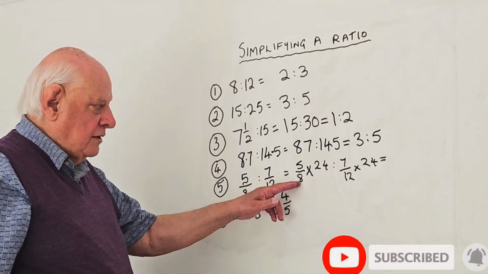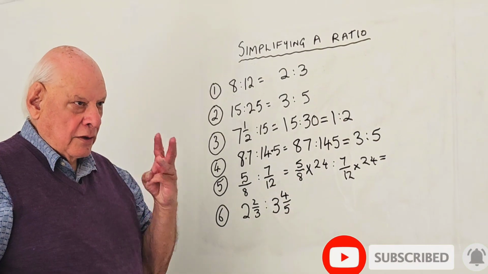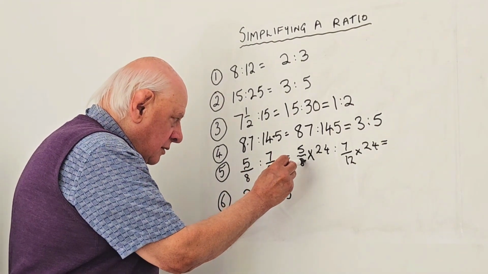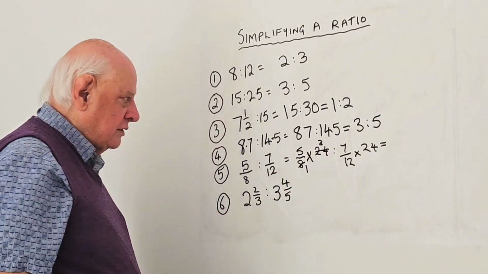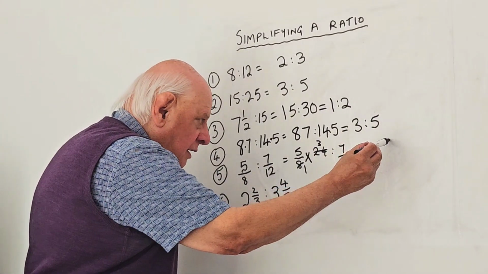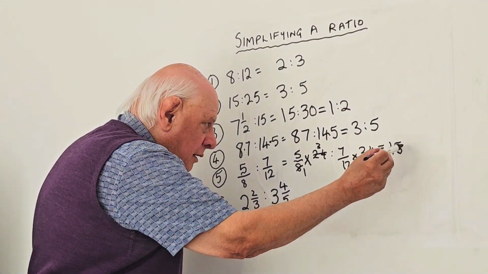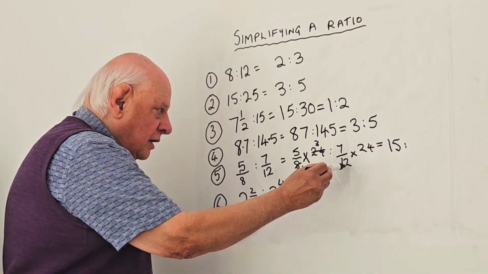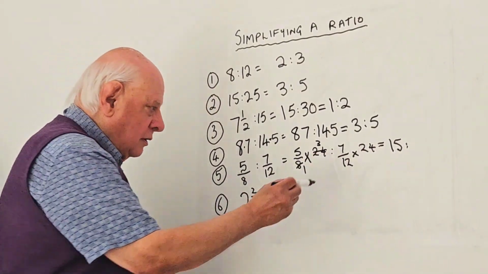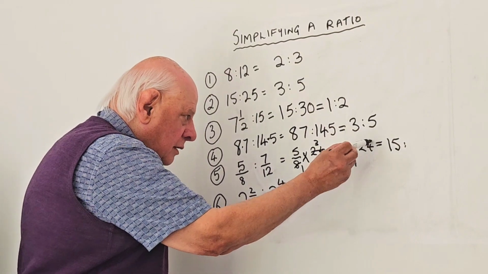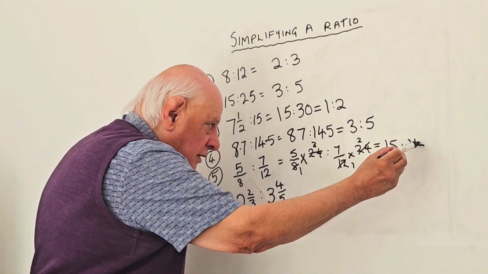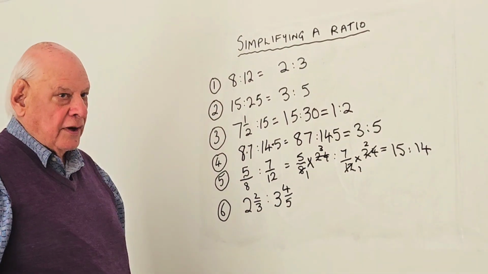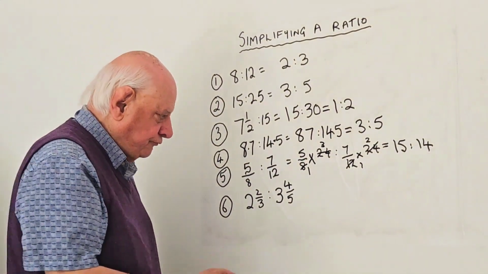Okay, 8 goes into 24 3 times, and 3 times 5 is 15, which now makes the top 15. And 12 into 24 goes twice. 7 times 2 is 14. You can't simplify that one any further.